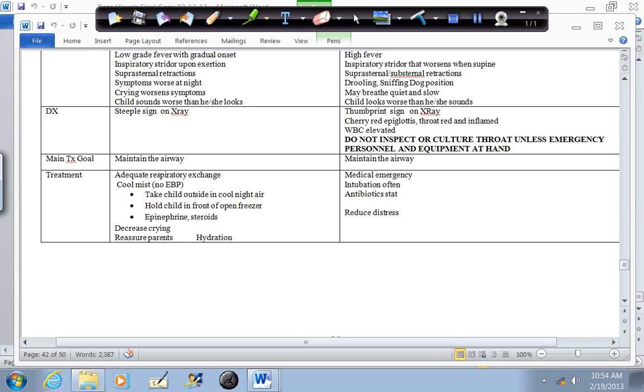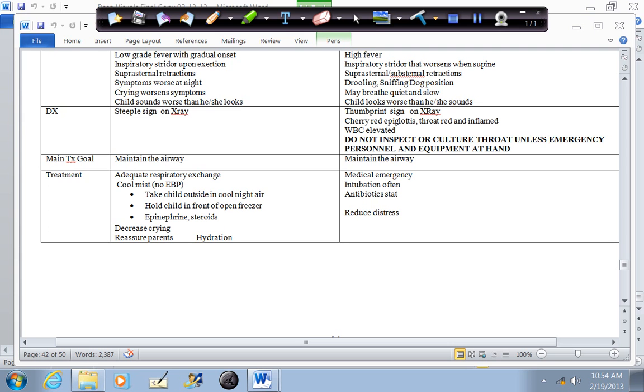Now over on the epiglottitis side, this is a medical emergency. Okay, so this child often needs to be intubated. Antibiotics or a trach may be another thing that happens. This is antibiotic stat, which may sound a little silly to you, that antibiotics have to be given immediately, but antibiotics can quite often have a very immediate effect. And you will see situations in other disease processes, which we may talk about in another lecture, where every minute counts on getting the antibiotics in. So this would be one of them.